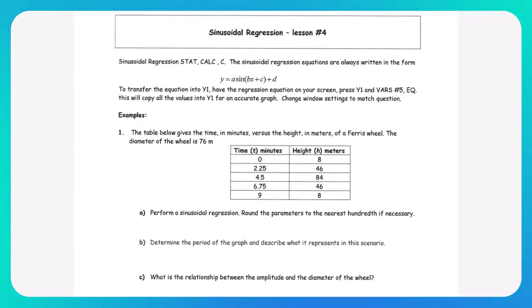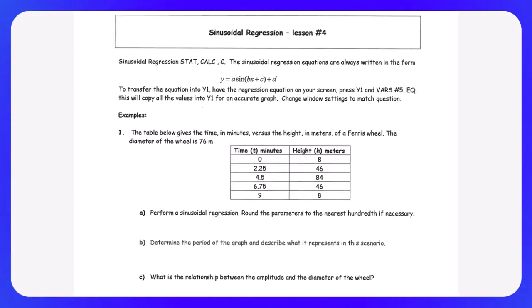Welcome back to Math 30-2. Today we're going to be looking at sinusoidal regressions. We're going to be using our calculator a lot today, so if you can pause the video, go grab your calculator, come right back, and we'll get started.